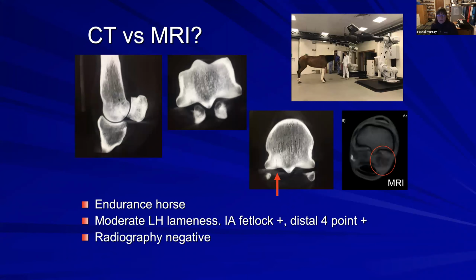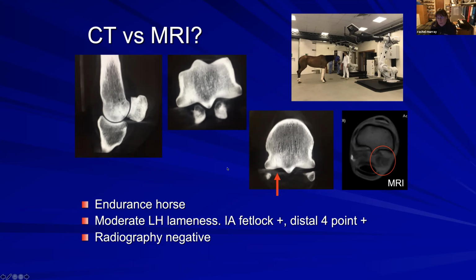What about a comparison of CT and MRI? I think CT is really useful for telling us about bone structure, and we can see here an incomplete fracture in a condyle, evident on CT scan as a cone beam CT.